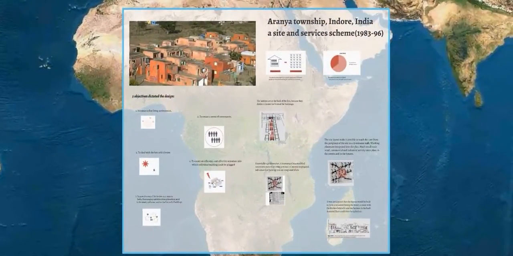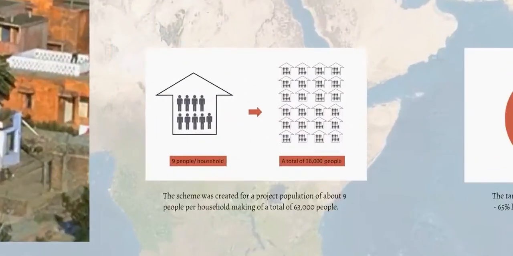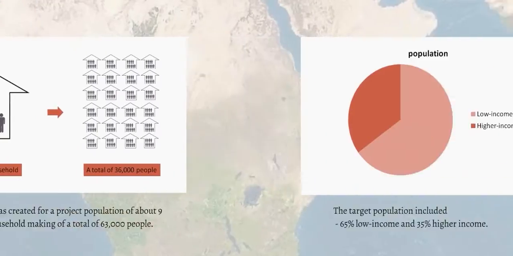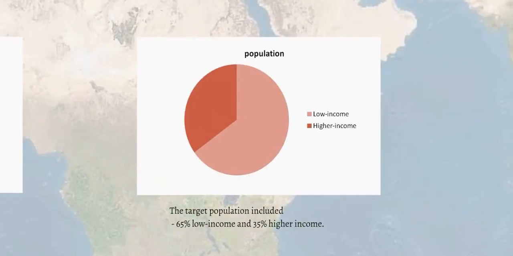Aranya Township in Indore, India, a site and services scheme. The scheme was created for a design population of about 9 people per household, making up a total of 63,000 people. The target population included 65% low income and 35% higher income.